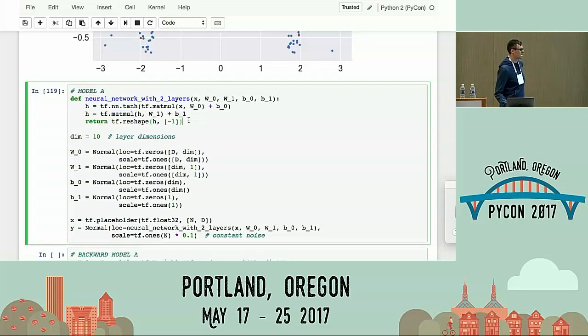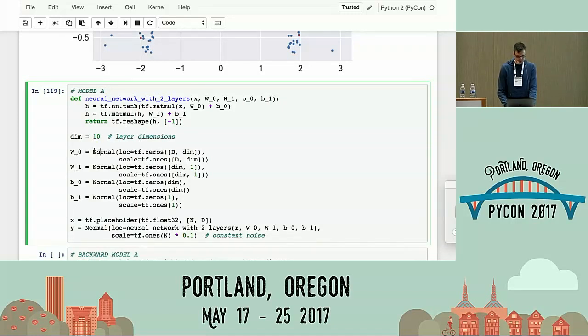So basically, each layer is fed from a previous layer. We have 2 layers in total. There's not much going on here. And we produce a single value, a single y value. And we can specify the dimension of the layer, so how many variables I have hidden in these layers.